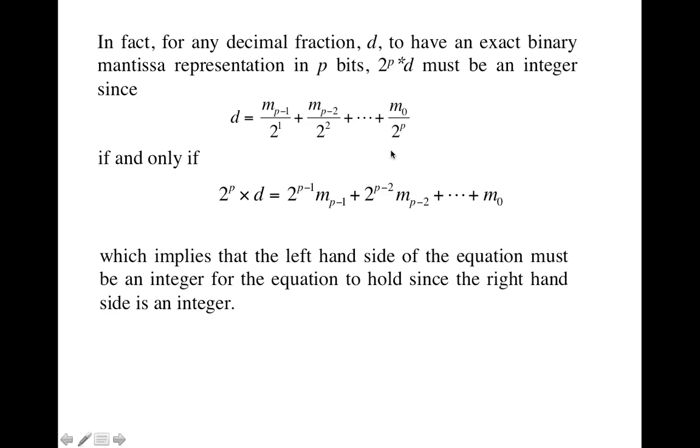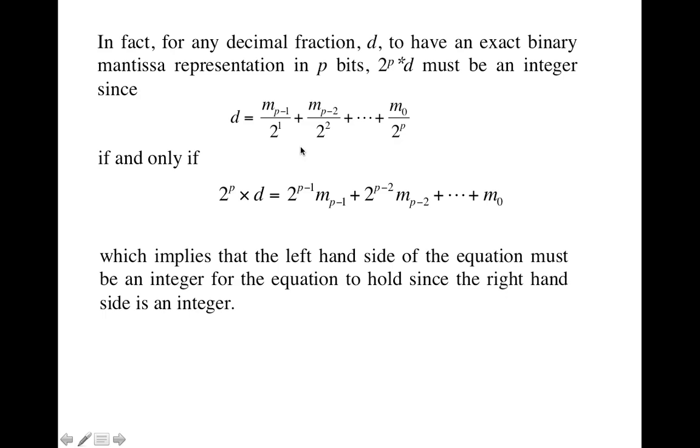So what I've written here is a representation of a fraction that has an exact representation in p bits. And when this happens, we just write this as basically some fraction, which is some binary bits that are divided by these powers of 2. That's how you write a decimal number as a binary fraction.